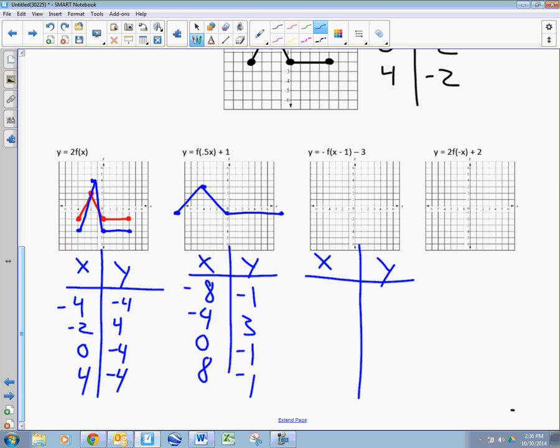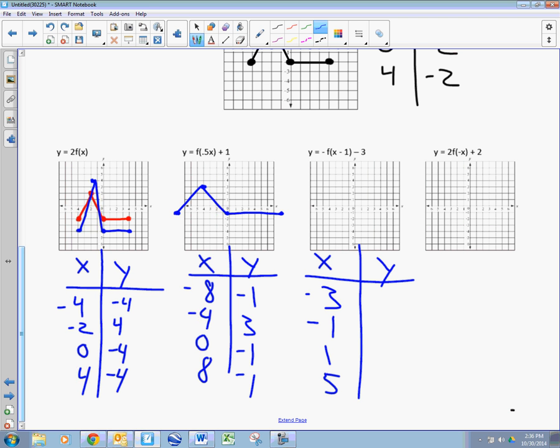Move to the right 1 unit, because you plug in 1 to solve for 0. So that means 1 unit to the right. So we're going to take the x values and add 1 to all of them. So -3, -1, 1, 5.